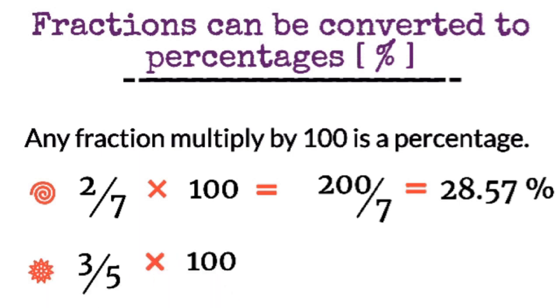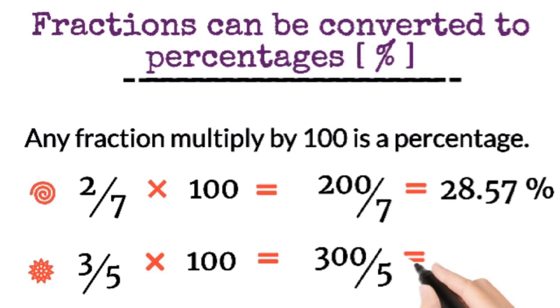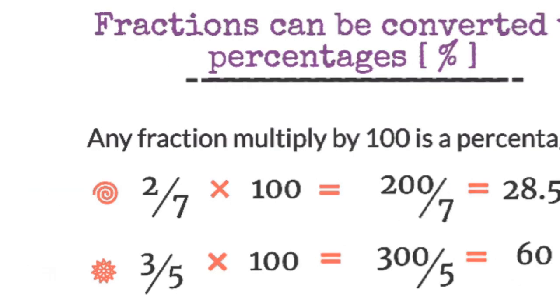28.57%. Or when we have 3 over 5, which is a fraction, multiplying by 100, we have 3 times 100, which is 300 over 5. Or we can cancel the 5 with the 100 to get 20, and 20 multiplied by 3 is 60%. Or we can just multiply through and divide. So 300 over 5 is equal to 60%.